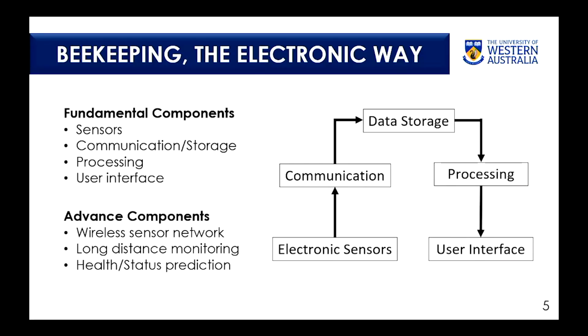Then we have some advanced components such as a wireless sensor network of different beehives. We also want long distance monitoring capability. We actually want it to be global, where all the data is available on the internet. Hives can be anywhere in the world, you can be anywhere in the world, but you should have access to whatever is going on in the hive.